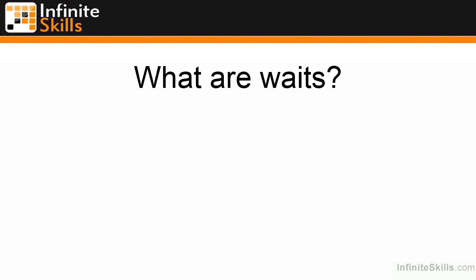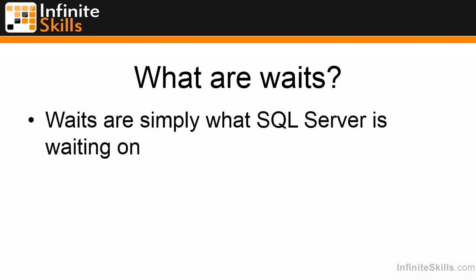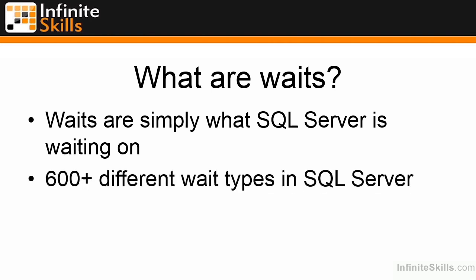Well, waits, which is what the wait stats are built off of, are simply what SQL Server is waiting on as queries are running. There's lots of different kinds of waits and lots of specific waits. What I mean by lots of specific kinds of waits is there are over 600 different wait types in SQL Server 2012. Every version of SQL Server since the wait stats were first exposed to us in SQL Server 2005 has added more and more granularity to these wait types.